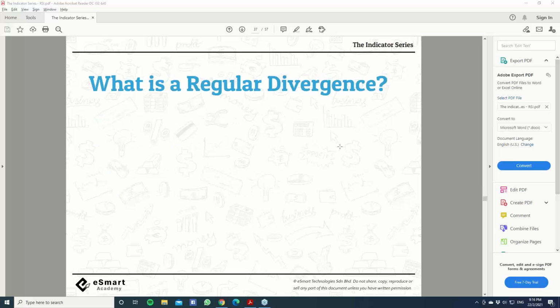So let's talk about regular divergence first. Now why can we use the RSI indicator to actually spot and trade divergence? It's because the RSI itself is a momentum indicator, right? And the idea of divergence over here is that we are identifying a lack of momentum. And that's where the potential reversal comes in, right? Because there's no more momentum, eventually it will turn.